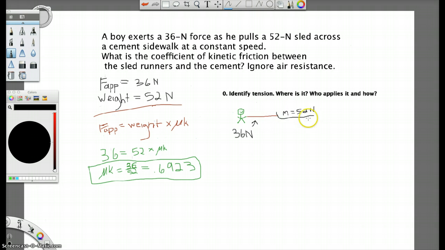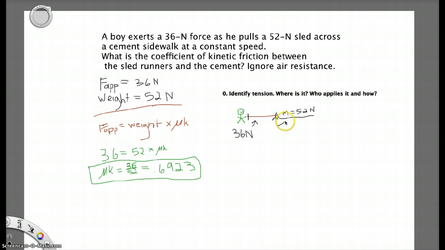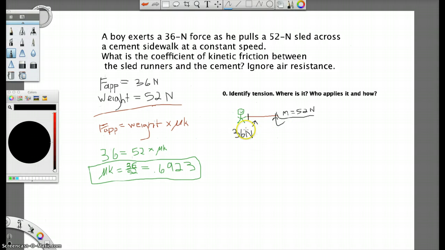this whole sled is also exerting a force upon the rope, and therefore he's exerting the force right here, while the sled is just exerting the force of the same exact amount right here. The tension is 36 newtons because this is the amount of force that this kid is applying to the rope. So this is our tension.